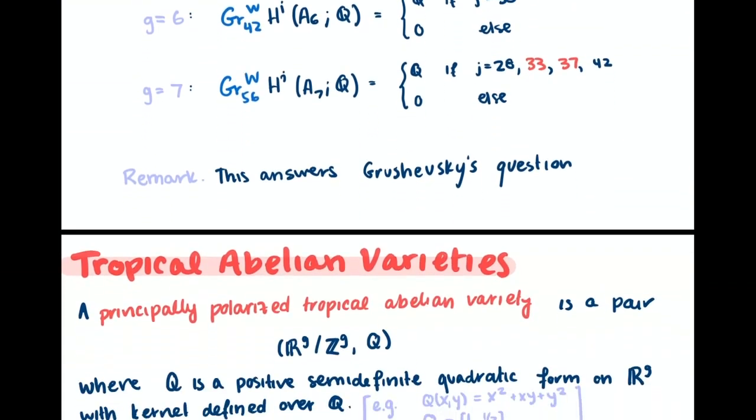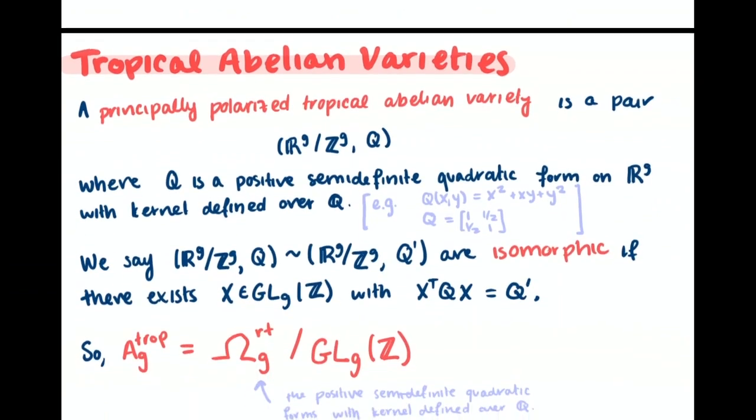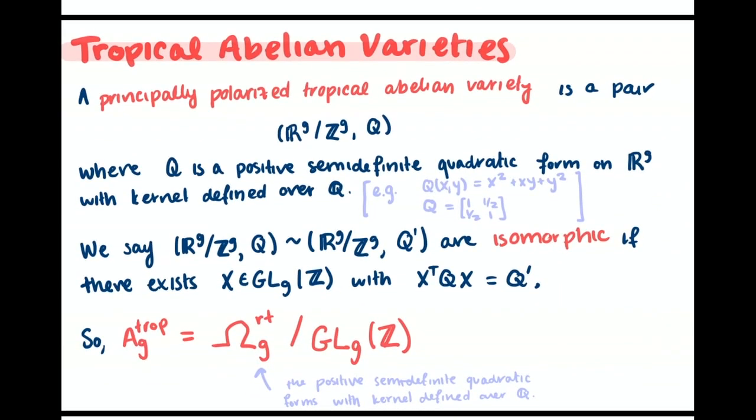Okay, so let me get a little bit into the details of how we did this. So what is a tropical abelian variety? I'm going to give a definition. A principally polarized tropical abelian variety is going to be a pair consisting of this real torus together with a Q. This Q is the data of the principal polarization. And Q is going to be a positive semi-definite quadratic form on R^g with kernel defined over Q.